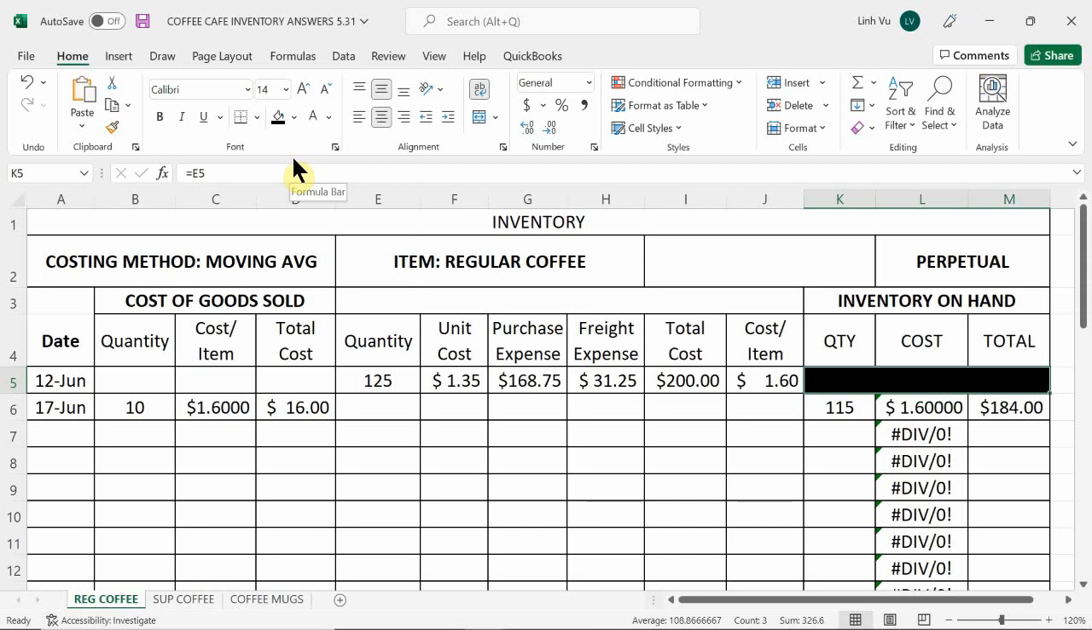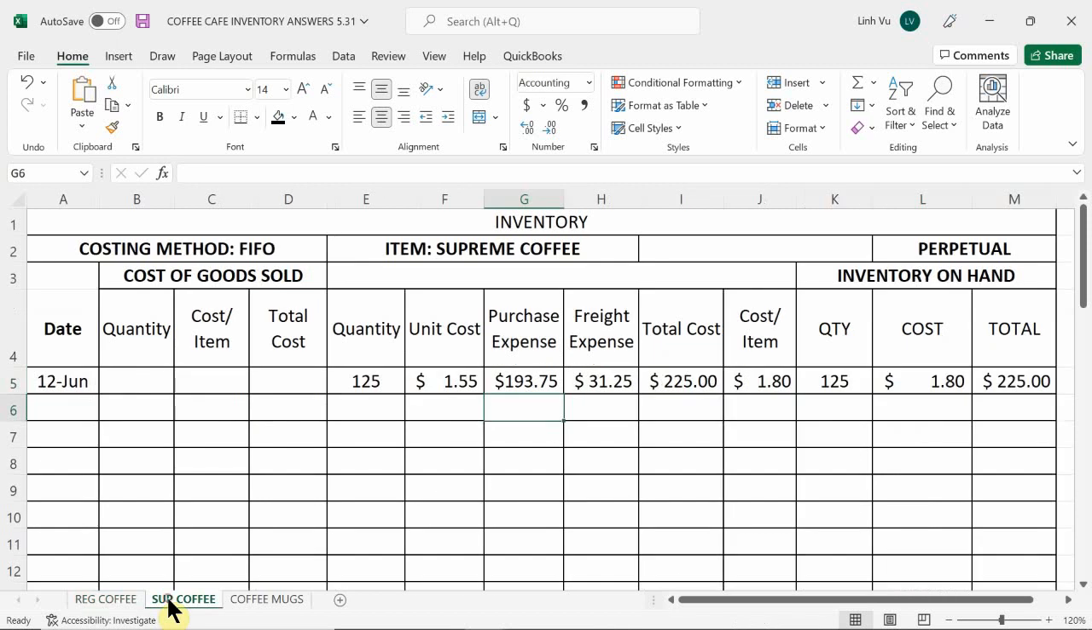Okay? I currently have 115 pounds at $1.60, which is going to give me a total of $184 in total cost. So how much did it cost me to use 10 pounds for the store? It cost me $16. Okay? So that's my regular coffee.